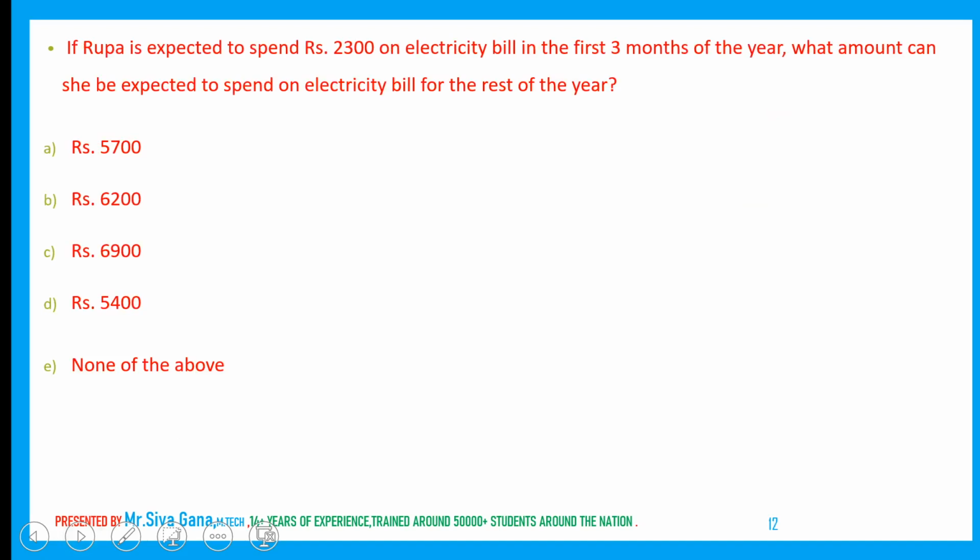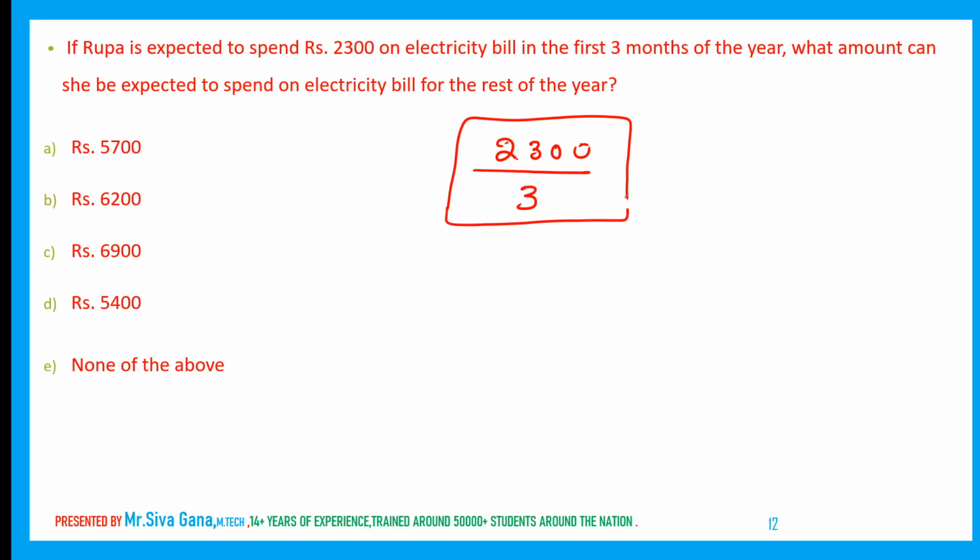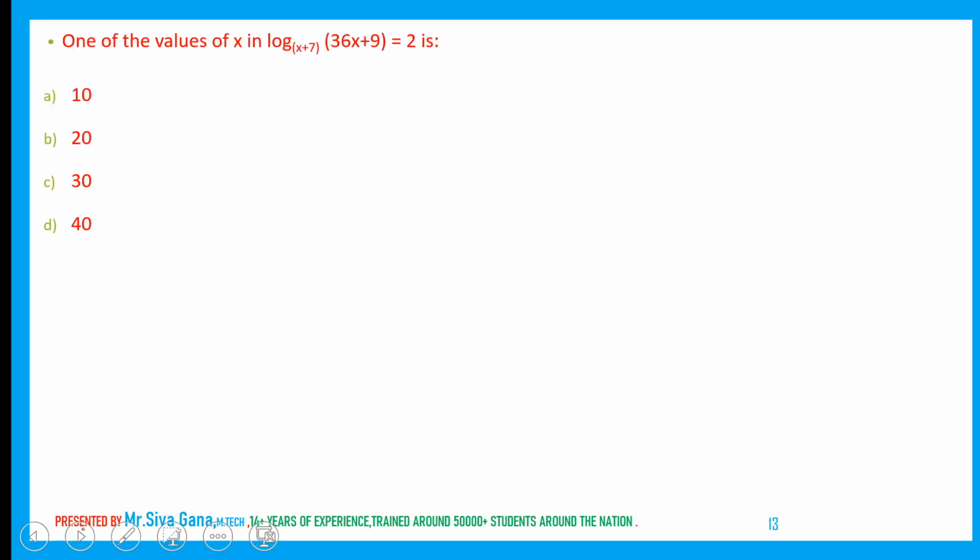Rupai is spending 2,300 on the electricity bill in the first 3 months. This is the average electricity bill per month. Now, what amount can she be expected to spend on the electricity bill for the rest of the year? The rest of the year means the remaining 9 months. The first 3 months are over, the remaining is 9 months. For 1 month it is 2,300 by 3, and for 9 months, 23 into 3 is 69, so 6,900.